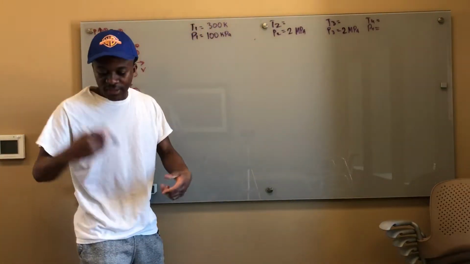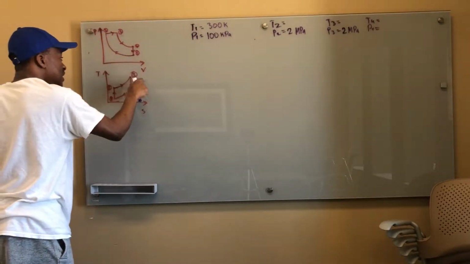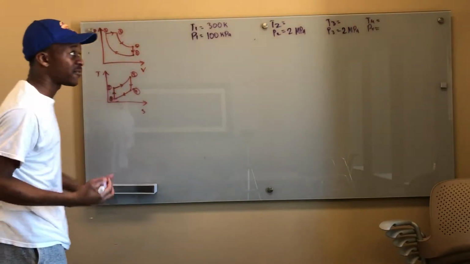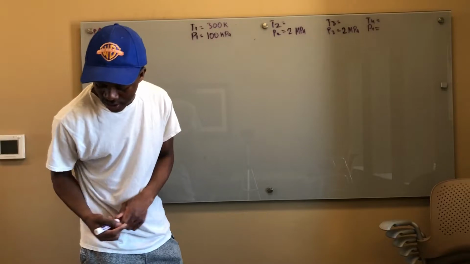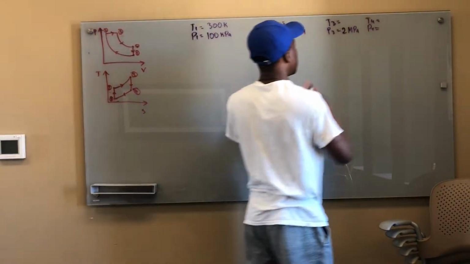And the maximum cycle temperature has to be T3, right? I can see that off of my TS diagram. So T3 is 837 degrees Celsius, which is 1110 Kelvin, okay?